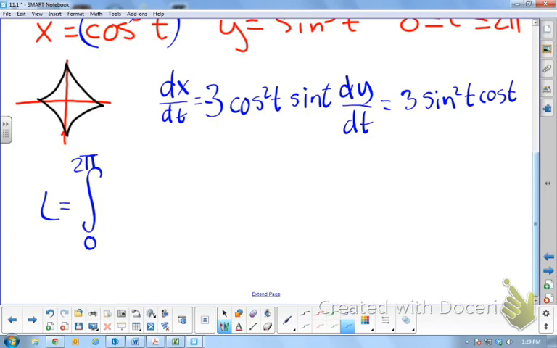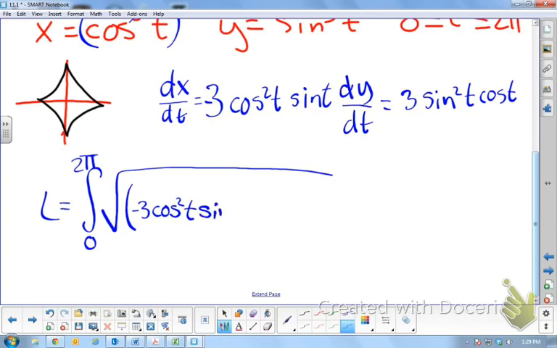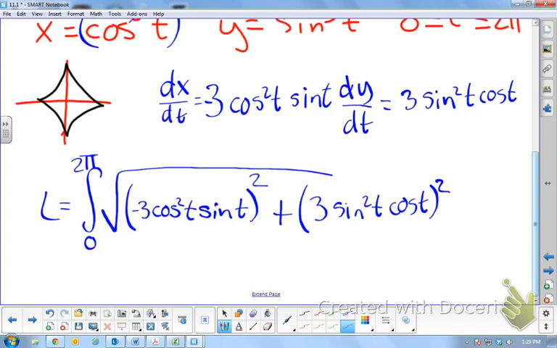0 to 2 pi of the square root of negative 3 cosine squared t sine t, all squared, plus 3 sine squared t cosine t, all squared. That was dx dt squared plus dy dt squared. And then it's literally a plug it into your calculator at this point, because there is no way for us to integrate.